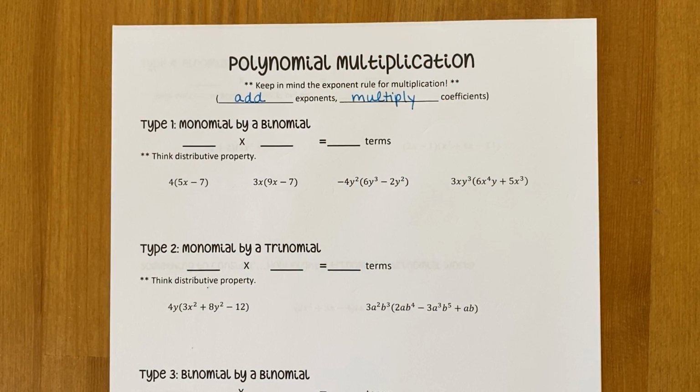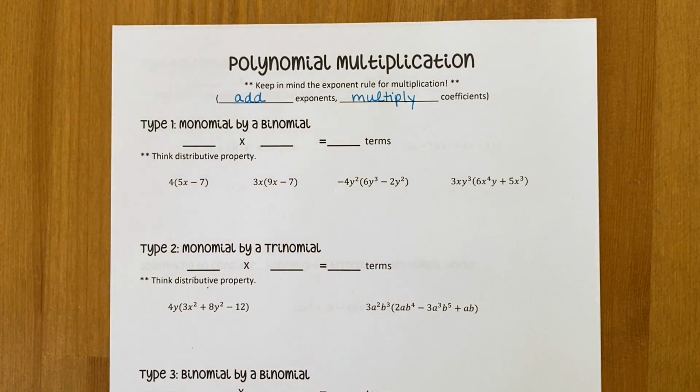So there are actually 4 types. I'm sure you're really excited to hear that. And this is also going to need those terms that we looked at in the polynomial addition and subtraction video. So if you haven't checked those out, make sure that you do that today. So anyways, type 1 is going to be a monomial times a binomial.